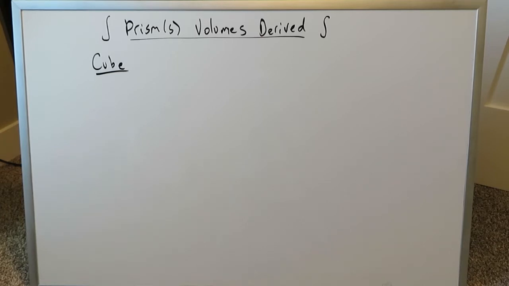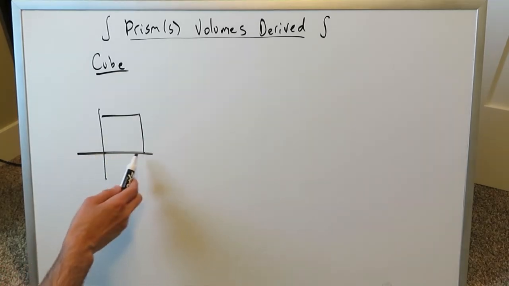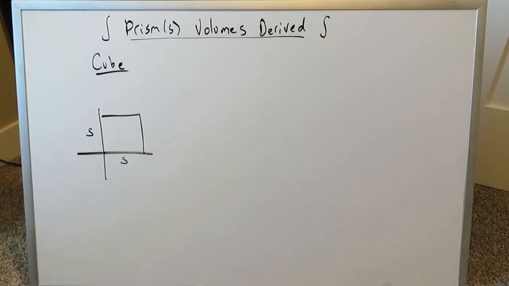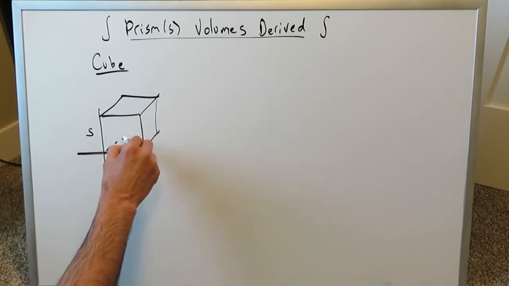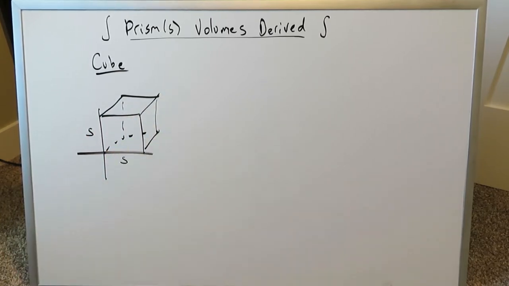Let's start with the cube. We know the volume of a cube is generally s cubed or L cubed, side times side times side, or length times length times length. We start here with a coordinate system and we draw a square. We use the designation s for side. We convert this into a three-dimensional object, a cube, having 6 faces, all of which are square.